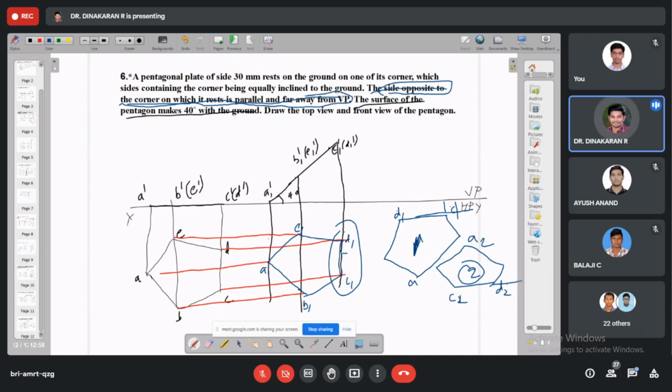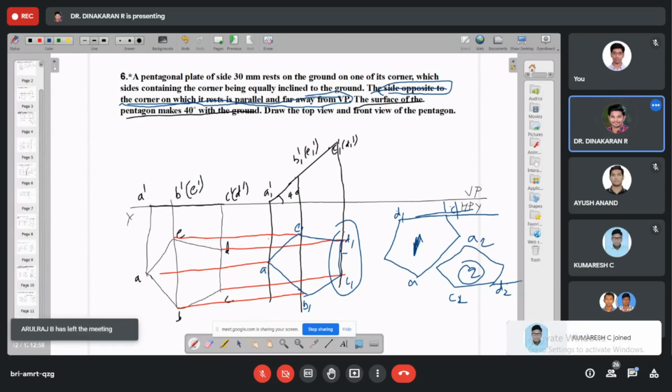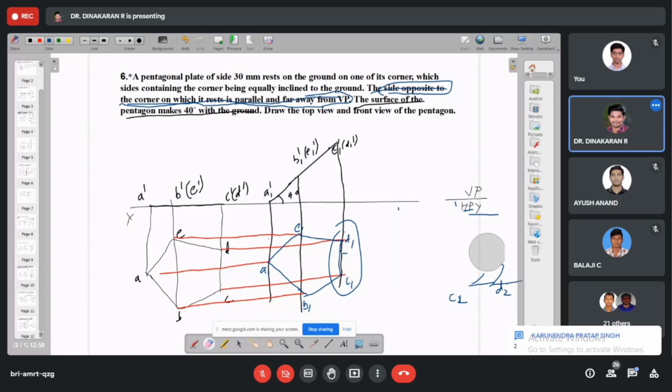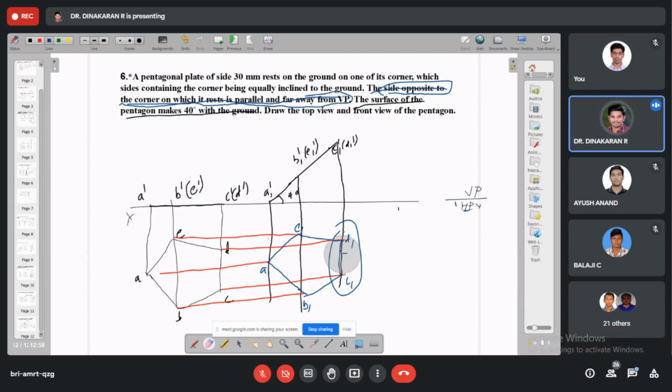It's far away, one of its edges, that is the side opposite to the corner. The side opposite to the corner is C1 D1 for this case. The rest is parallel. This edge is parallel to the VP and far away from the VP. Which one is correct? First case or second case? Second case. Yes, we need to place the second case that is far away from the VP. Measure C2 and D2 and convert it to far away.